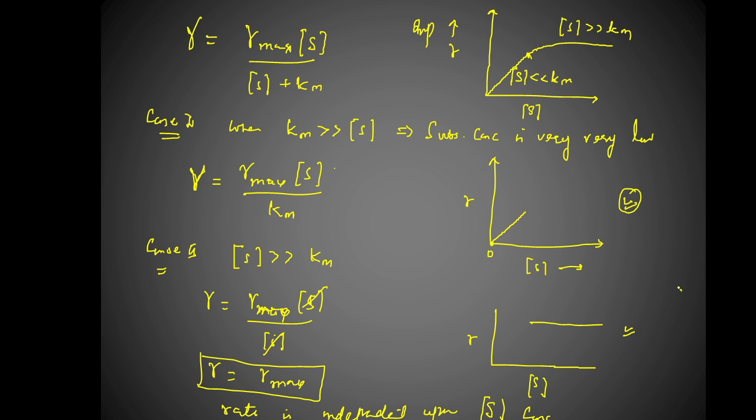So this is one important point which we have to understand. Basically questions may be asked over here. When the substrate concentration is low, what will be the rate of reaction? What will be the nature of the graph? When the substrate concentration is high, what will be the nature of the graph? These are the equations and the graphs we are going to get.